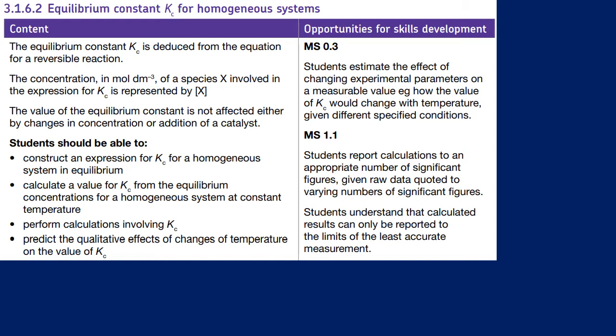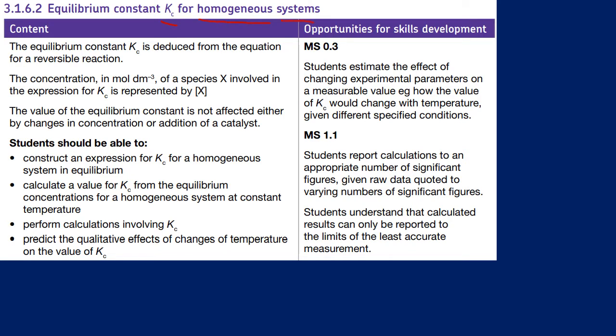Now, the big thing here is that we need to come up with an expression for the Kc equilibrium constant, and we start to look at equilibrium constants here. So it's a quantitative way, there's calculations involved. And we see up the top, it says equilibrium constant Kc, we'll come to that in a minute, but it says for homogeneous systems.